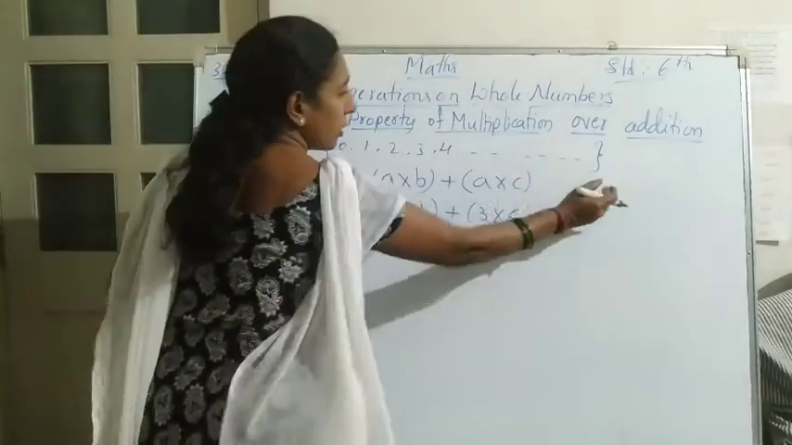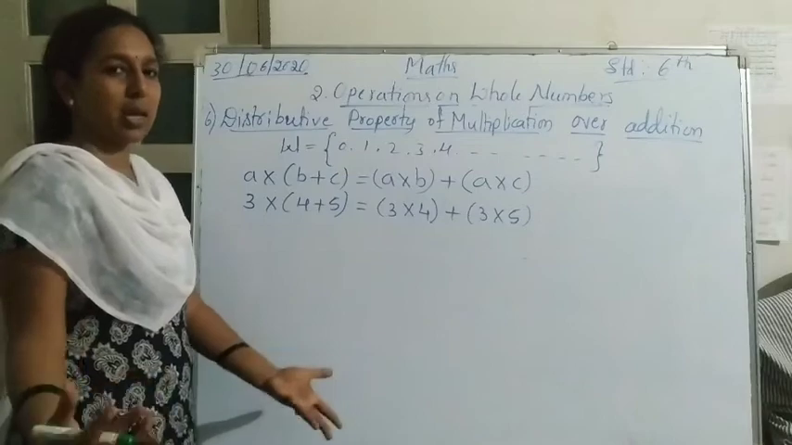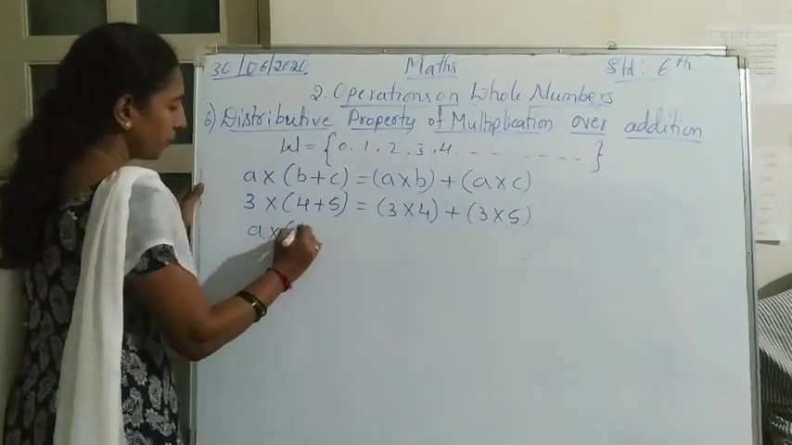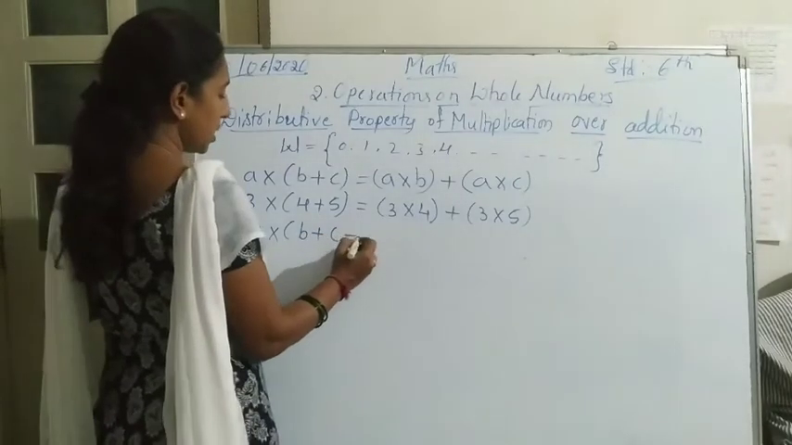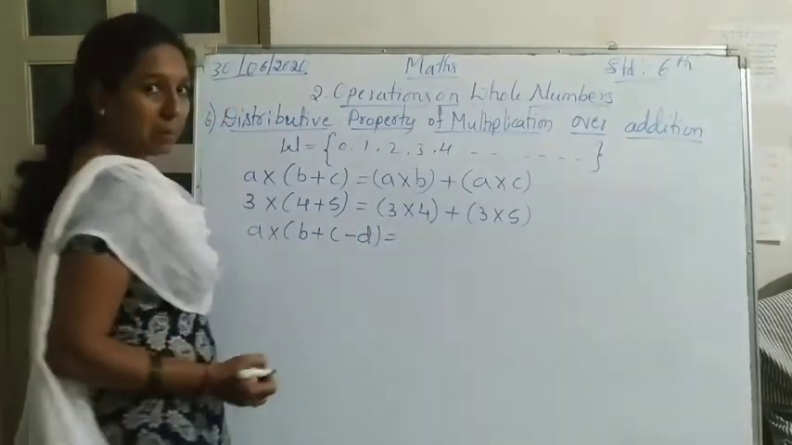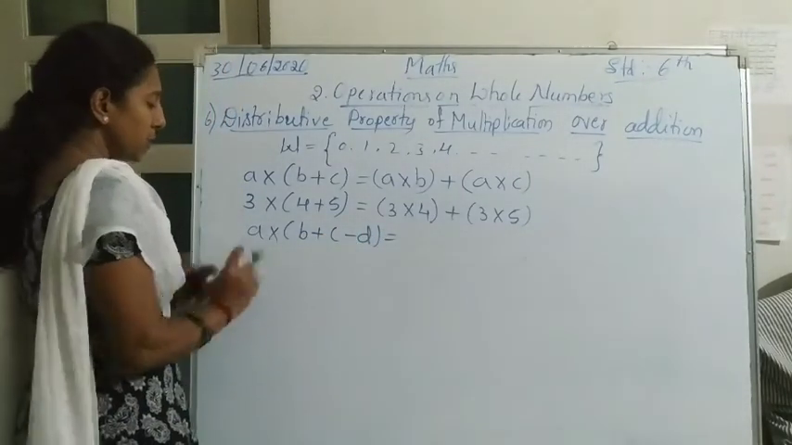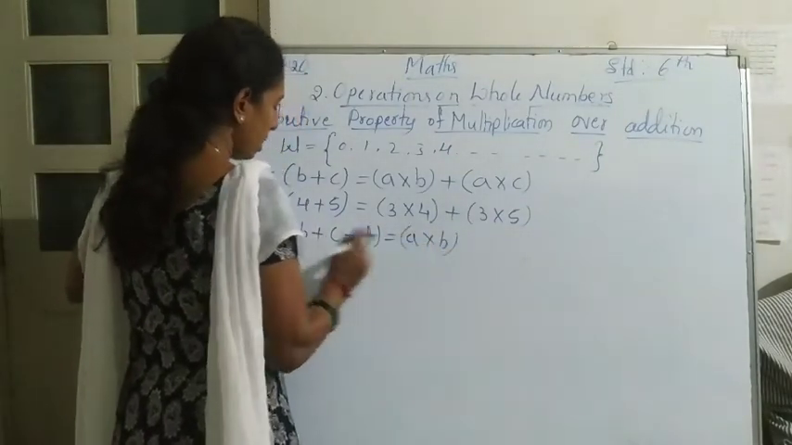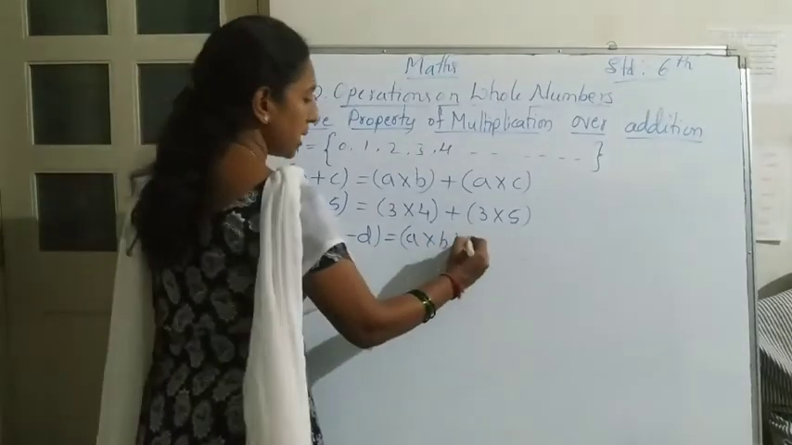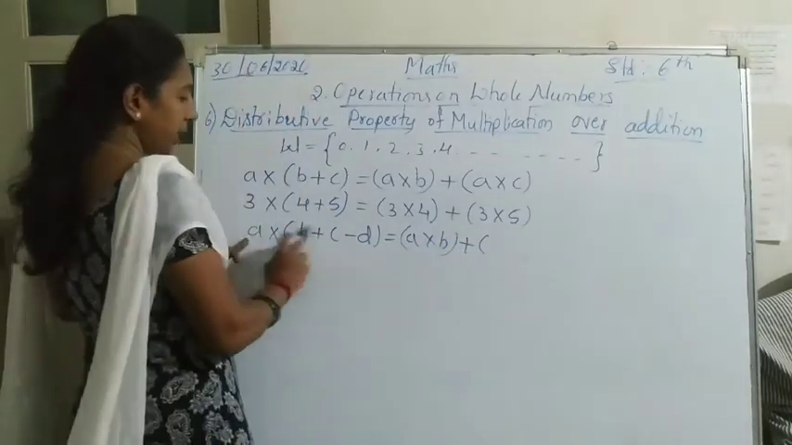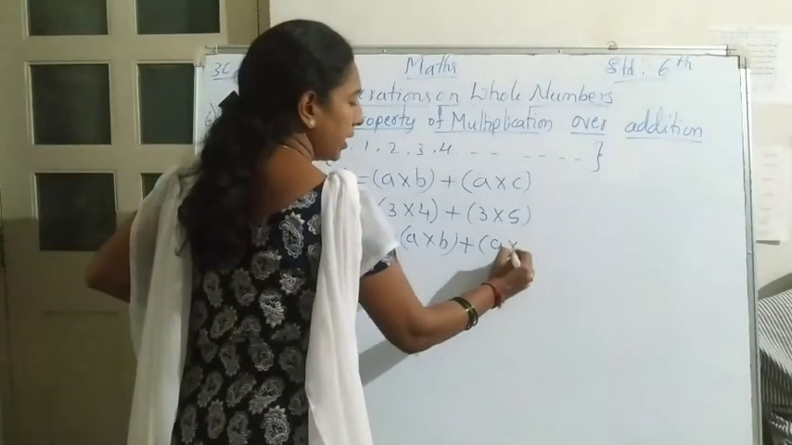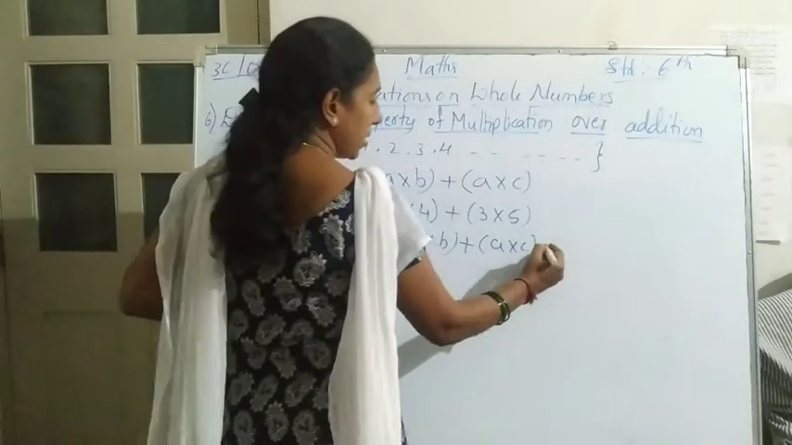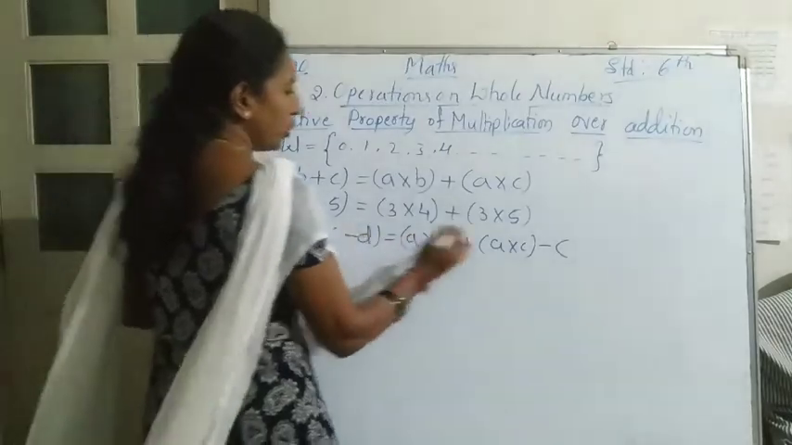Got it? If one more number comes, it continues the same way. For example, let me take B plus C minus D. I will take one more number. So how to do this one? A into B. What is the next sign? Plus. Next, A into C. Next, what is the sign? After C, minus. Next is A into D.